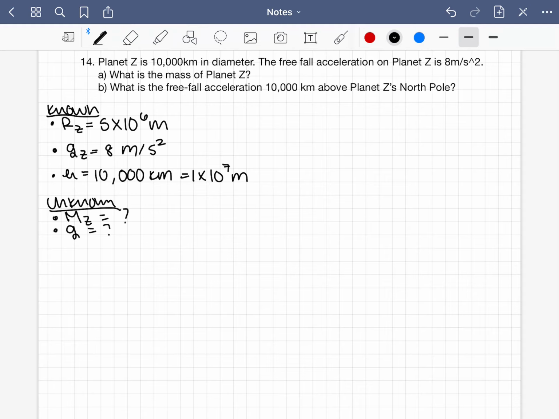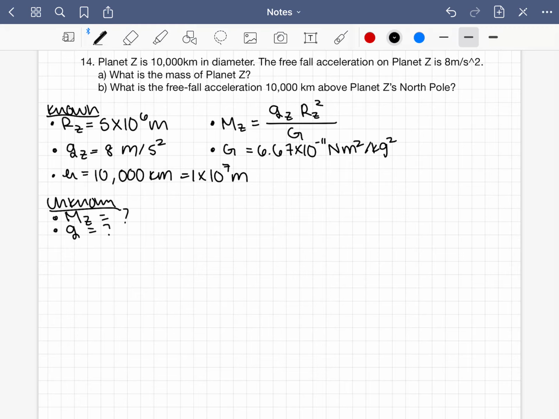Okay, so since we need to find the mass of planet Z, if we go back to the textbook, we find that equation 13.11 says that the mass of the planet is going to be equal to the free fall acceleration times the radius of the planet squared divided by G. And we also know that this big G is the universal gravitational constant, which is going to be 6.67 times 10 to the negative 11 Newton meters squared divided by kilograms squared.